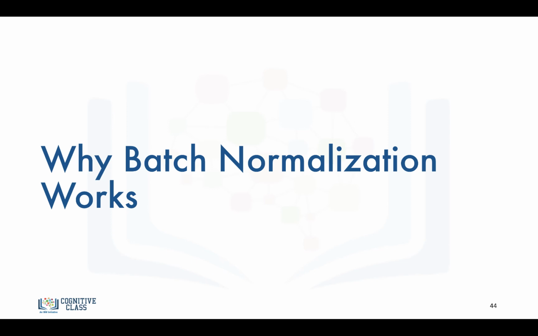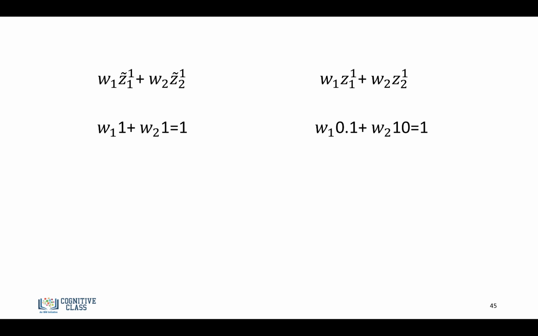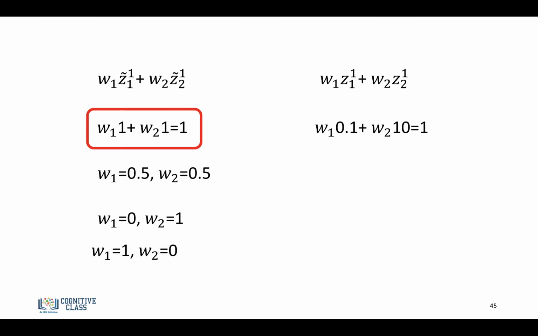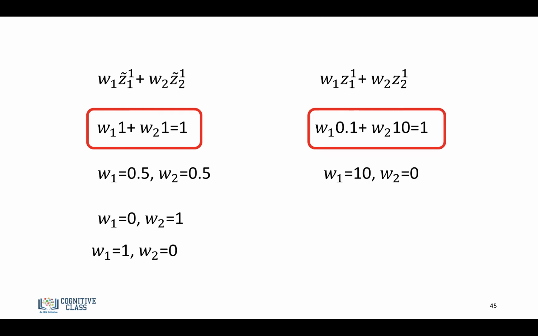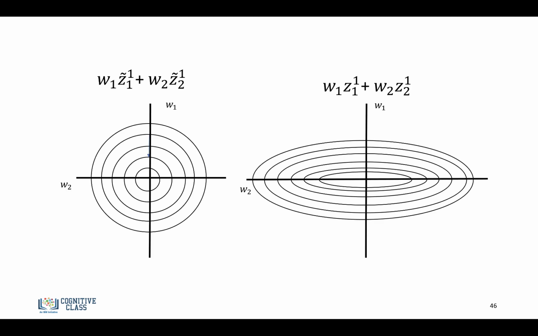So let's discuss why batch normalization works. We're only going to go over the methods we discussed in this course. So here we have an equation, and we have z1 and z2. In this example, the variable z is constrained from 0 to 1, and in this one, the variable z is constrained from 0.1 to 10. If we look at the possible values for this equation, you can see that our parameters take on relatively equal values. And if we look at this equation, we can see the parameters can take all kinds of different values. So this expresses itself in the contours of the loss function.